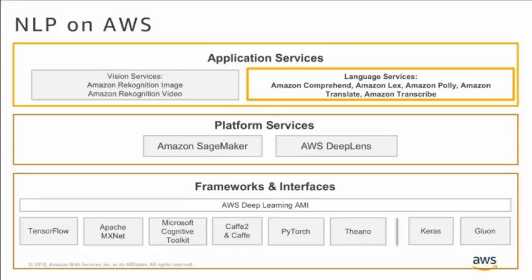One important thing to notice in this top layer is that these are application services. That is, you use these services by making an API call, but you are not building your own models here. You're just making use of the models that are already built within the service.